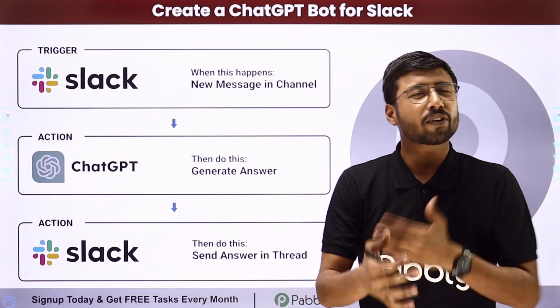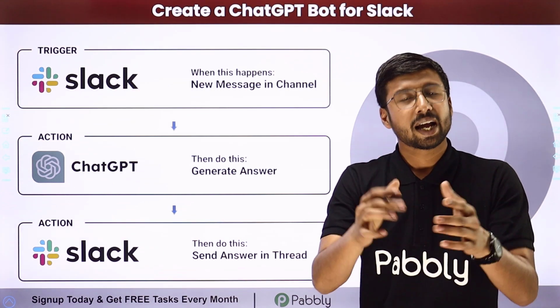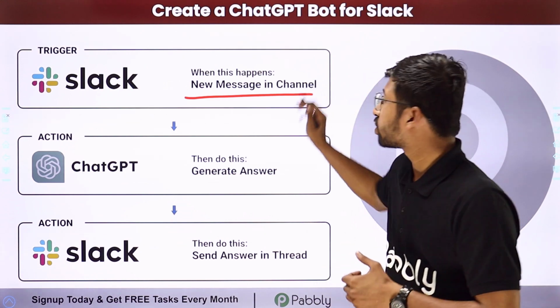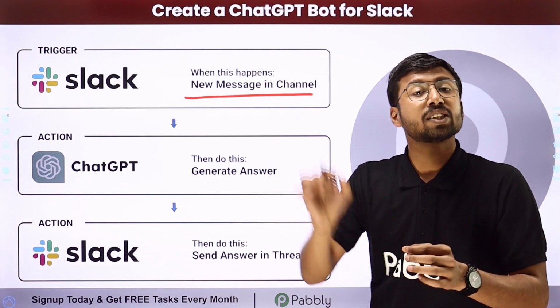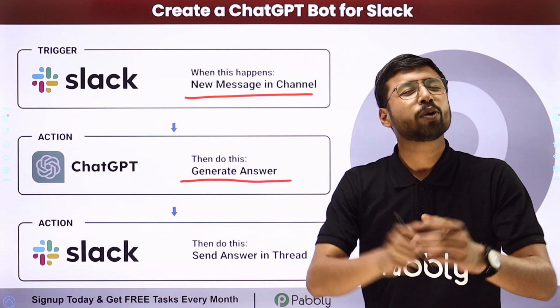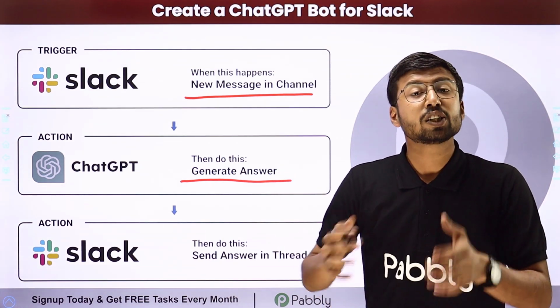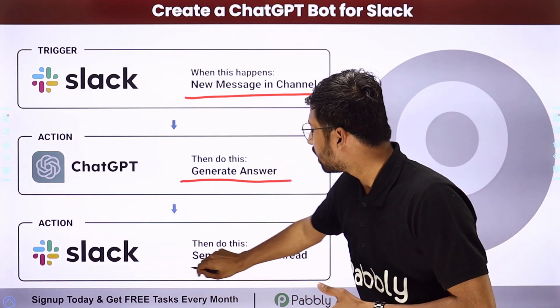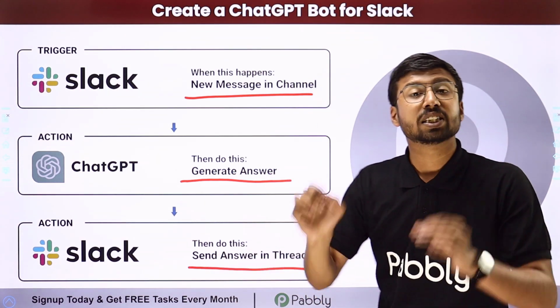Yes, that's right. You can create a ChatGPT bot for Slack. And using this automation, using this chatbot, whenever a message is sent on your Slack channel, automatically that same message will be taken to ChatGPT as a prompt, and using ChatGPT, we are going to generate an answer. And the answer which ChatGPT is giving us, we are going to send back on our Slack channel as a message reply to the same message's thread.